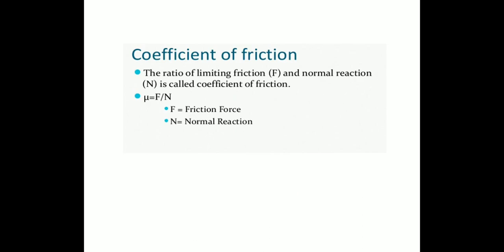Coefficient of friction. The ratio of limiting friction and normal reaction is called the coefficient of friction. Mathematical notation: mu is equal to F by N. Mu refers to the coefficient of friction, F refers to the frictional force or limiting friction, and N refers to the normal reaction. That is, mu is equal to F divided by N.